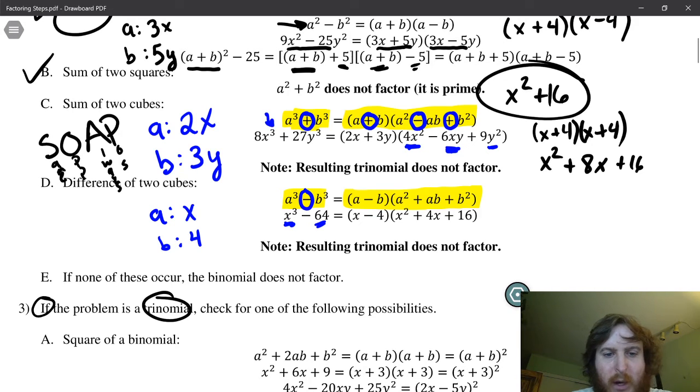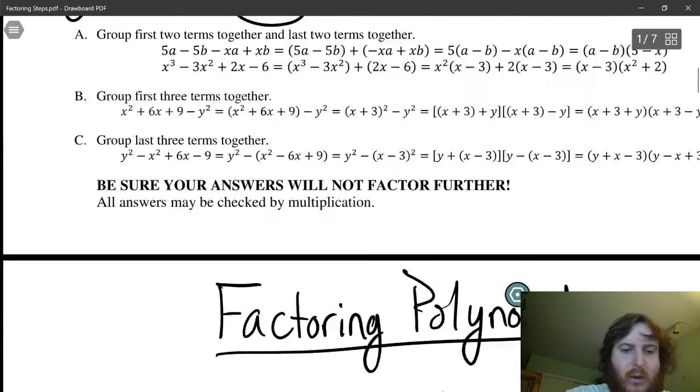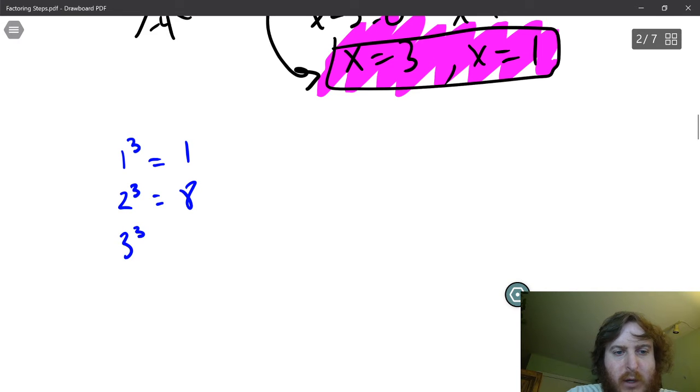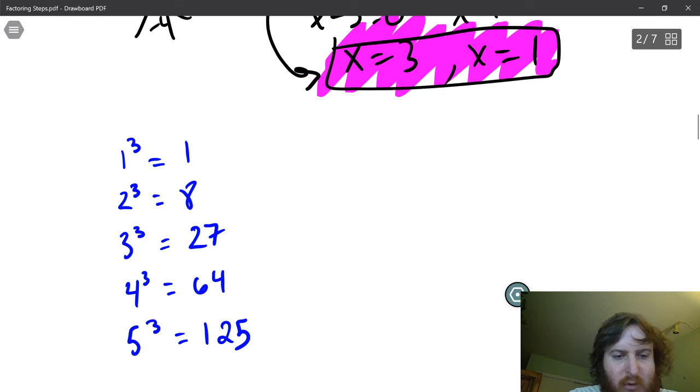What I do want to talk about very quickly is with those, you should really have memorized your cubes. So 1 cubed is 1, at least up to about 5. 2 cubed is 8. 3 cubed is 27. 4 cubed is 64, and 5 cubed is 125. At least up to those are really the most common cubes. You should have those memorized, and vice versa. The cube root of 64 would go back to 4.